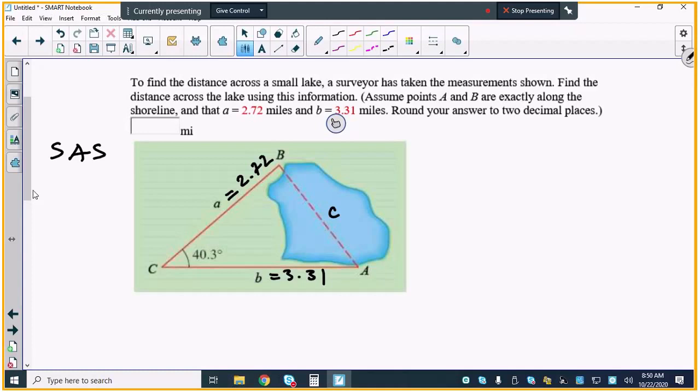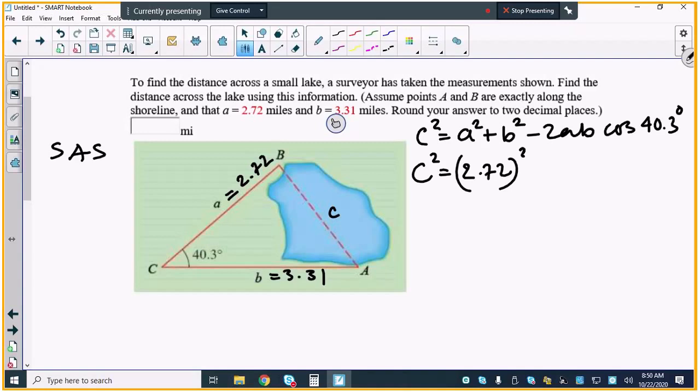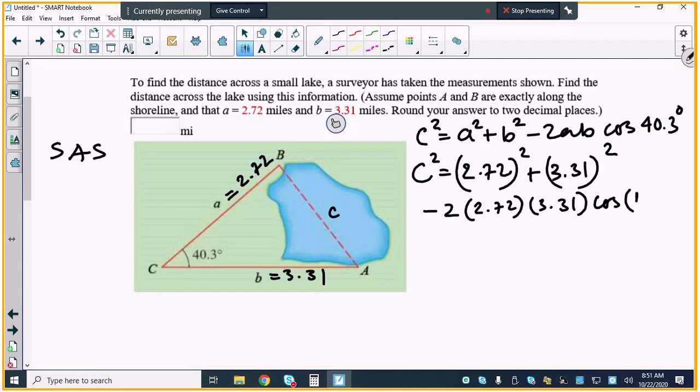And I'm trying to find out the side C, which is opposite to the angle C. So remember the cosine rule, I'm going to do it for C squared now. And that's A squared plus B squared minus 2AB times cosine of the angle between the sides A and B, which is 40.3 degrees. And as we have seen last time, we're going to input values and then answer the question in the calculator. So first you get 2.72 squared plus 3.31 squared minus 2 times 2.72 times 3.31 times cosine of 40.3 degrees.